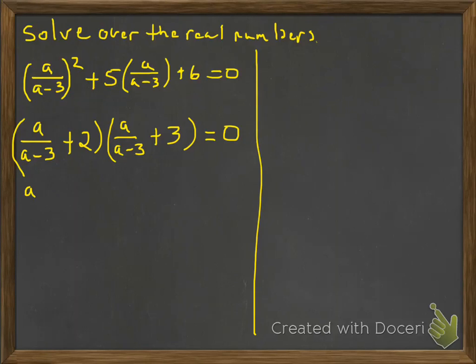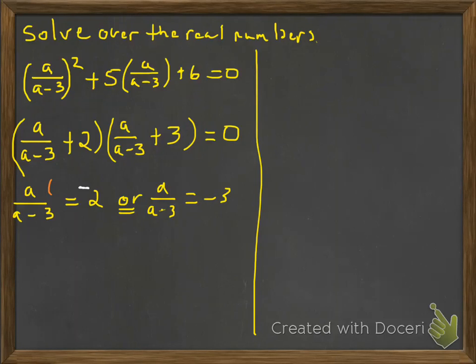Okay? Now what we're going to do is set each factor equal to 0. So we'll have a over a minus 3 plus 2 equals 0. And we're going to subtract 2 from both sides. So we'll have a over a minus 3 is equal to negative 2. Then we're going to set a over a minus 3 plus 3 equal to 0. So we're going to subtract 3 from both sides, and we'll have a over a minus 3 equals negative 3 after we subtract 3 from both sides.